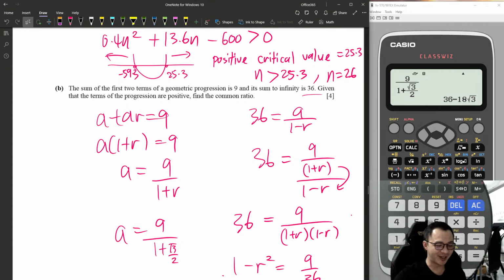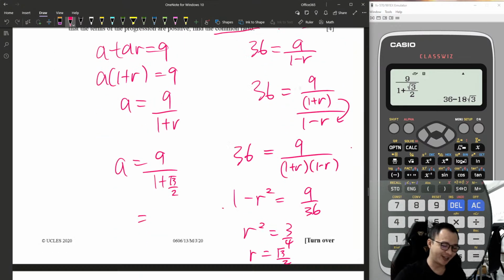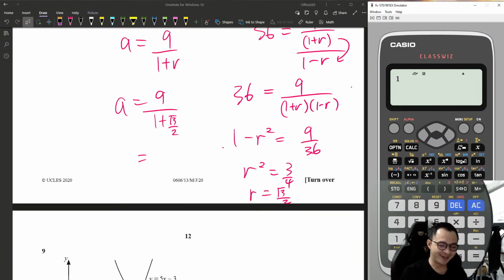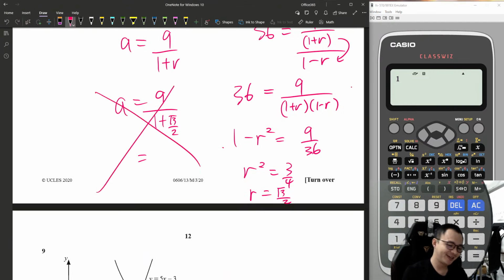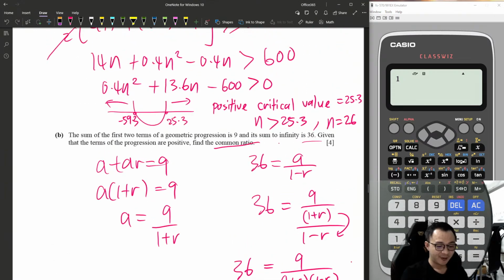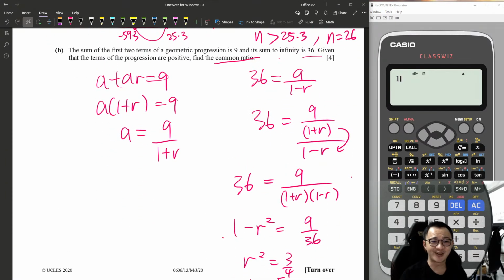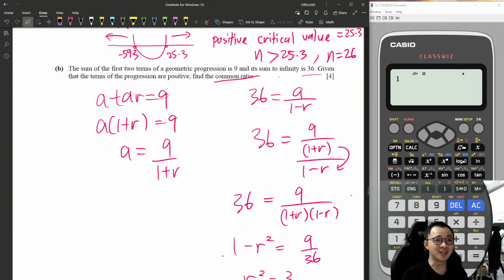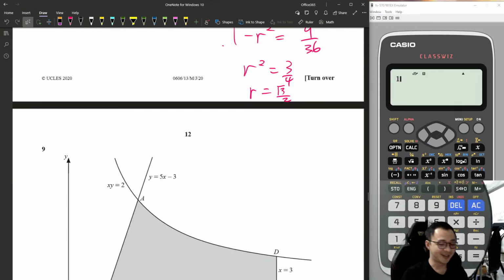Does the question ask us to find a? Find common ratio. Okay, it's unnecessary here. Just stop there. They ask us to find common ratio. So when you do that, do it carefully. As long as no careless mistake, this kind of question is not too bad. It's just a lot of simultaneous equations.